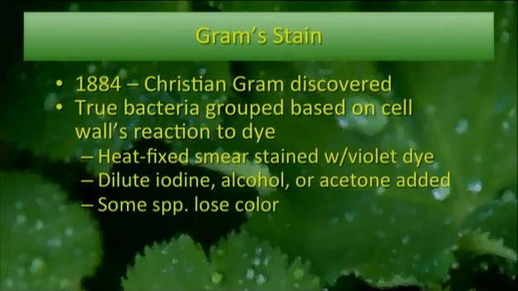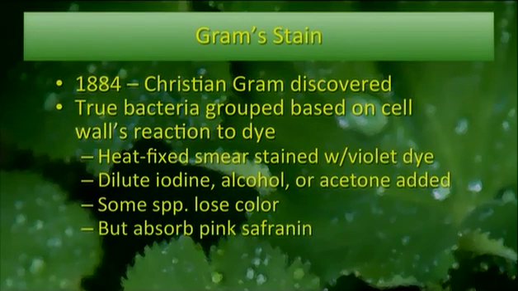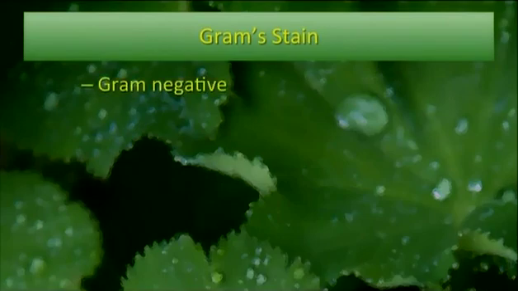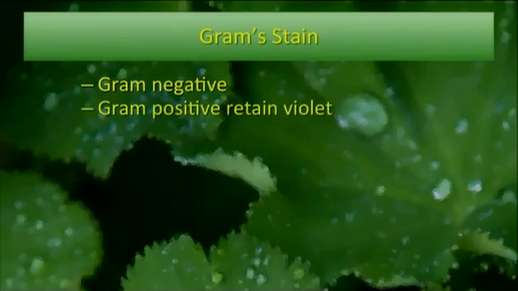So some species will lose the violet color, but then they'll absorb the pink safranin. So these kind that absorb the pink safranin and lose violet color would be called gram-negative bacteria, named after Gram. And the gram-positive bacteria will retain the violet color.